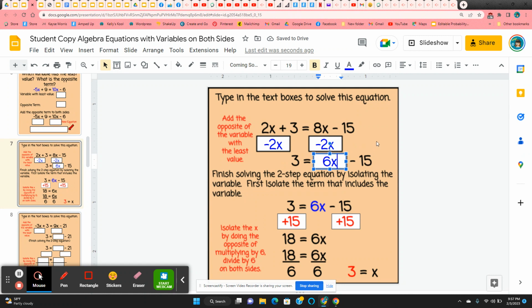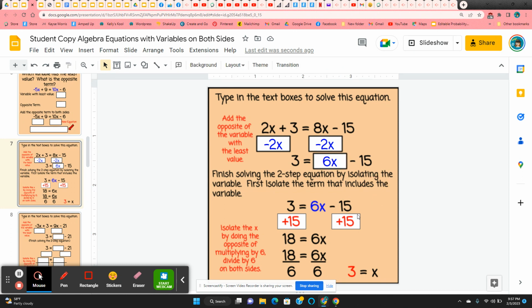As they move through these problems, they're going to be doing more and more of the equations on their own. So this one, it goes ahead and solves it. This is now a two-step equation. They add 15 to both sides. That'll give them 18 equals 6x. They're going to divide both sides by 6, which will give them an answer of 3, or a solution of 3.